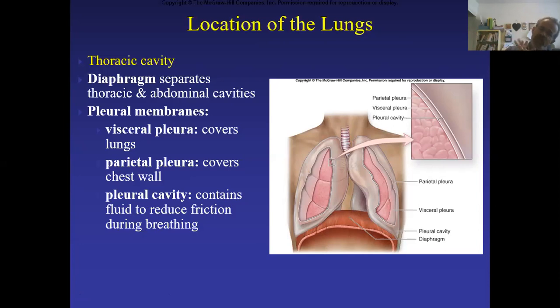Anytime you've got a moving structure, just like even moving parts of an engine, there's friction. So with the engine, we've got oil, right, to reduce the friction. Here we've got this lubricating pleural fluid that reduces friction. And much like with the heart, we've got the fluid surrounding the myocardium that helps to reduce friction as the heart beats.